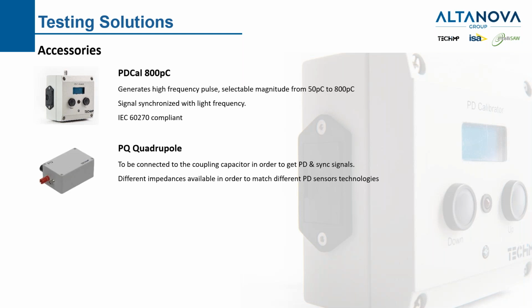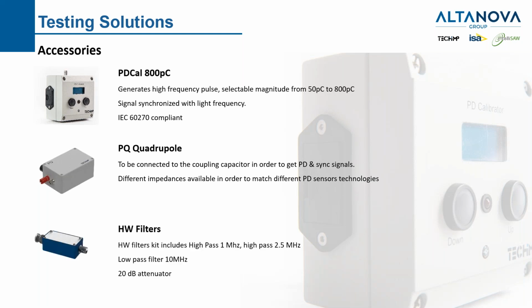We also have quadrupoles. Those are used with capacitors in order to get proper PD readings. We can customize such quadrupoles to be used with different sensors. Those are not produced by Techimp. And a hardware filters kit. Especially for rotating machines, such hardware filter kits are very useful. They can solve the problem of filtering noise in a very easy and efficient way.